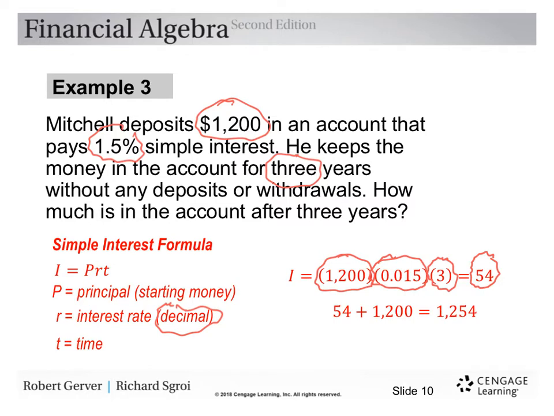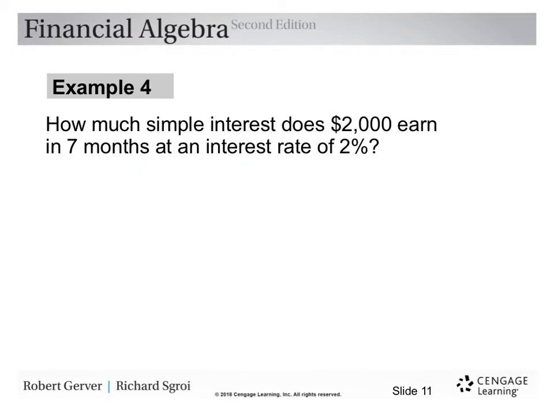But how much is in the account after 3 years? So we take our $54 interest, add it to our $1,200 principal, and we come out with $1,254 is now in the account after 3 years, provided there were no deposits and withdrawals.